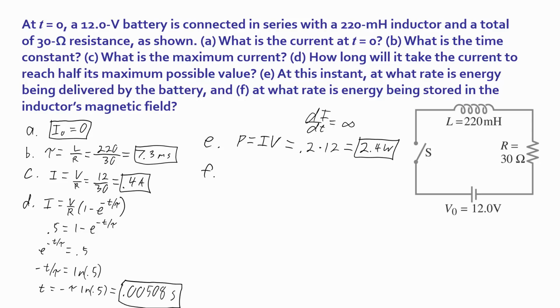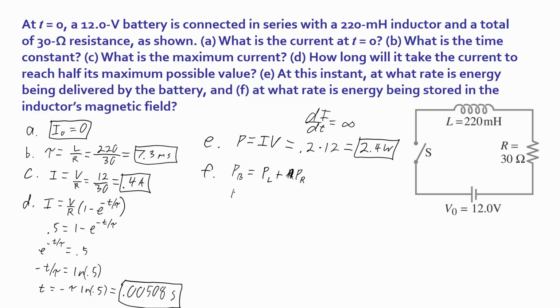Okay. Part F, what is the rate that energy is being stored in the magnetic field? Now, if we think about this 2.4 watts of power that the battery is delivering, the battery power goes two places. Part of it goes to the inductor, and part of it goes to the resistor. Oops, I meant P sub R. So this is actually much simpler: just find the power through the resistor and then subtract that from the power from the battery to get the power in the inductor, and that's what we'll do first.